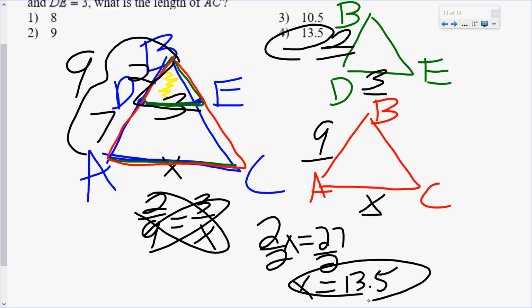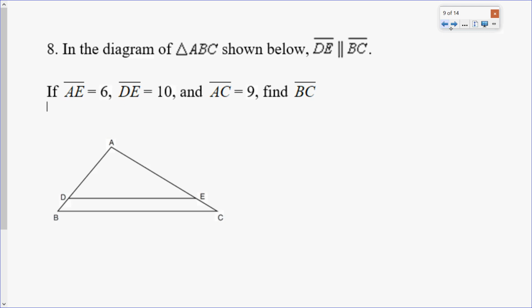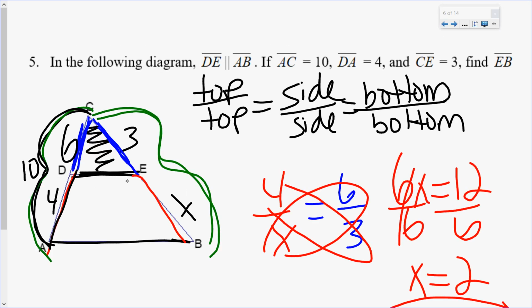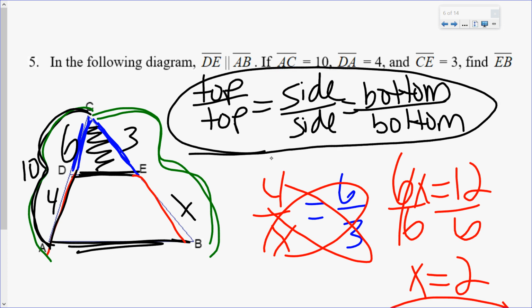So, candy corn, bases separate. If the bases are involved, separate your triangles, fill the information in, put your corresponding pieces on top of each other and solve. Expect to have to add or subtract. If the bases are not involved, then you're going to put your top over top, your side over side, and the bottom over bottom. Again, expect to have to add or subtract. In this question, I had to subtract the 10 and the 4 to get the 6. So expect to have to add or subtract, and then just put the tops on top of each other, the bottoms on top of each other, or the sides on top of each other, depending on what information they give you. And again, cross multiply and solve.